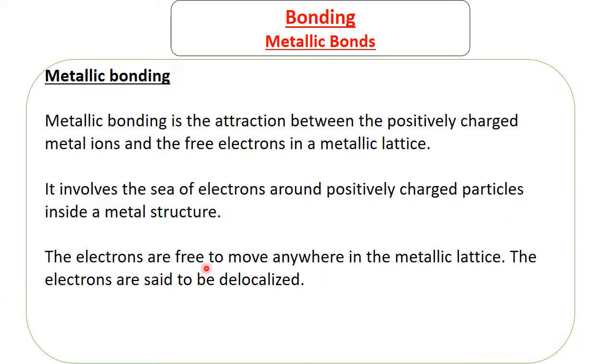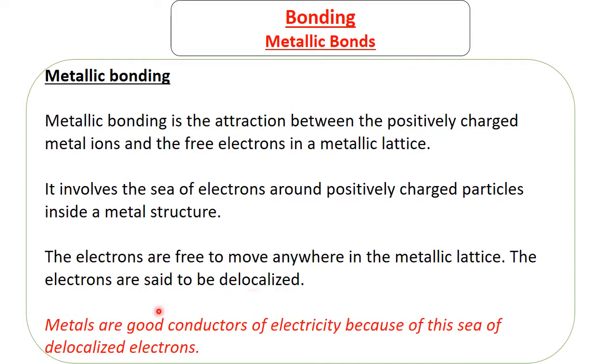So these electrons in the sea of electrons are free to move anywhere so long as it is within that metallic structure. Because they are free to move, they are said to be delocalized, meaning that they are not localized, or not positioned at one point. This gives metals the property of being good conductors of electricity. So metals are good conductors of electricity because of this sea of delocalized electrons.